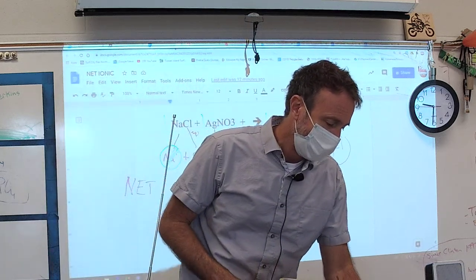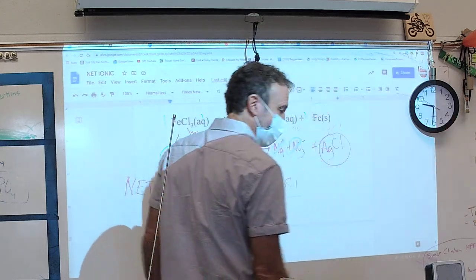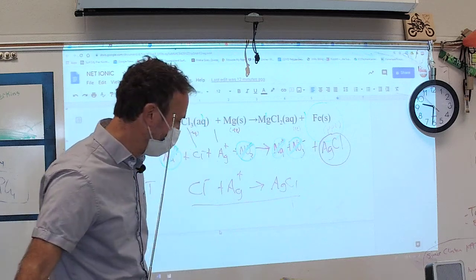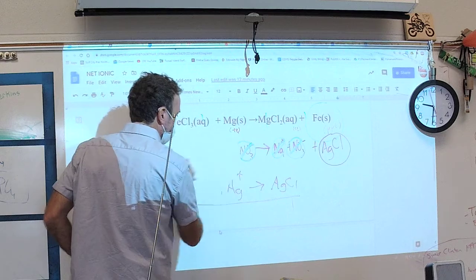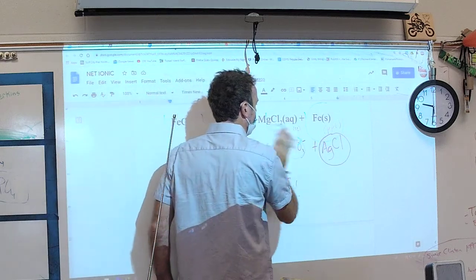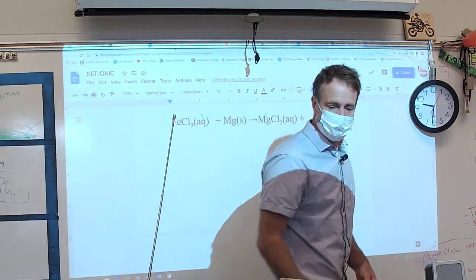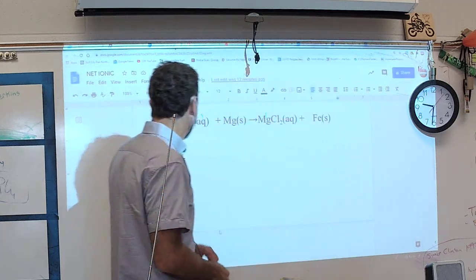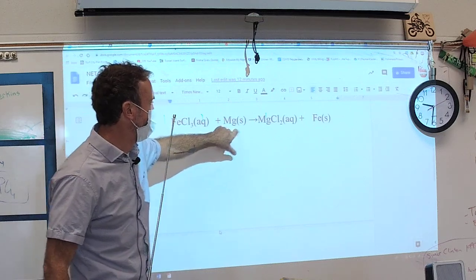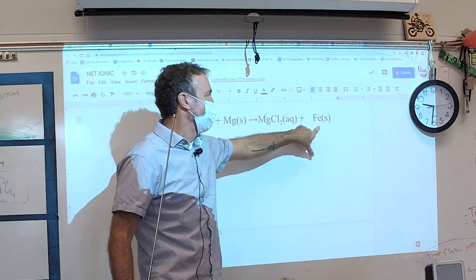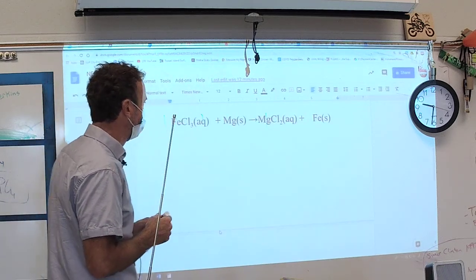Okay? Let's try the next one down. The next one is iron 3 chloride and solid magnesium. So this is going to be a single replacement reaction, right? Everybody with me on that? This is just going to be a single replacement reaction. So iron 3 chloride is aqueous. Solid magnesium is going to make magnesium chloride and solid iron. First thing we would do is balance this, okay?